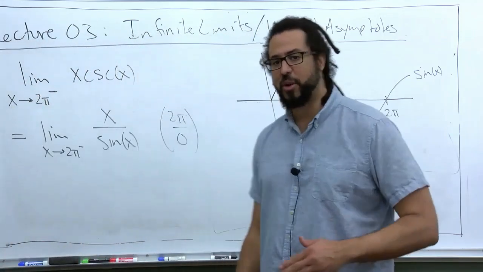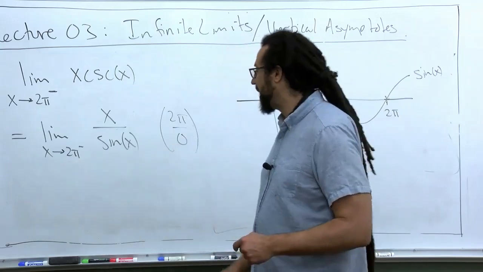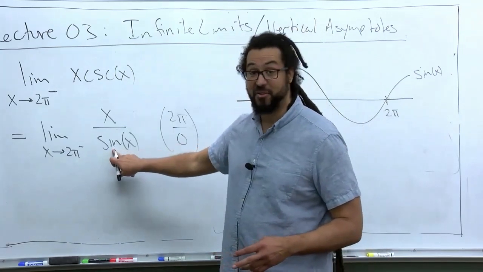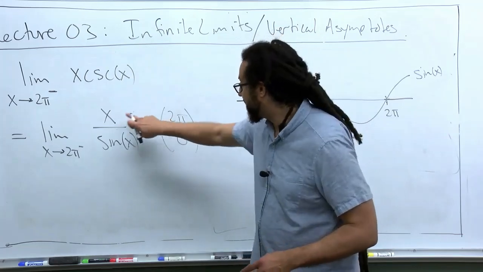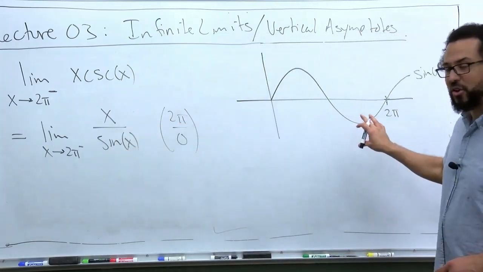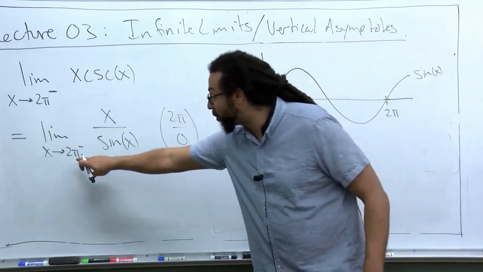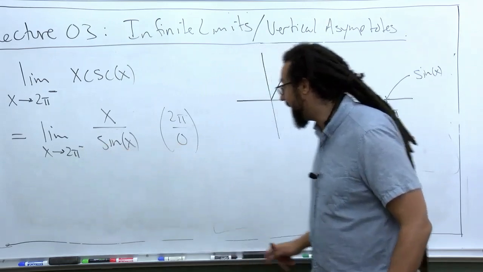So usually we would take some number that's close to 2 pi but to the left. Here I'm just going to use a graph of sine of x. So I've got x in the numerator, sine of x in the denominator. So the question is, what happens to the sine function as we move towards 2 pi from the left?